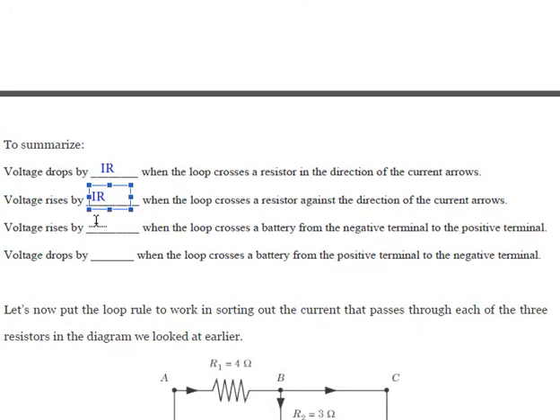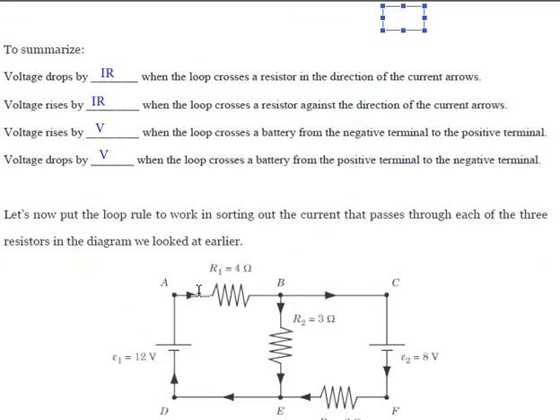So if you go the right way, it drops. You go the wrong way, it raises. And then kind of opposite that, voltage is going to rise by V when you cross a battery from negative to positive, and it'll drop by V when you cross from positive to negative. So you go the right way, the battery does what it's supposed to do. You go the wrong way, the battery does the opposite.